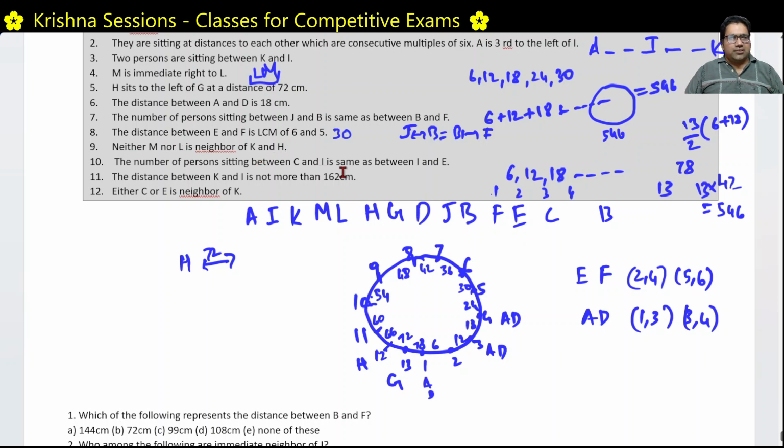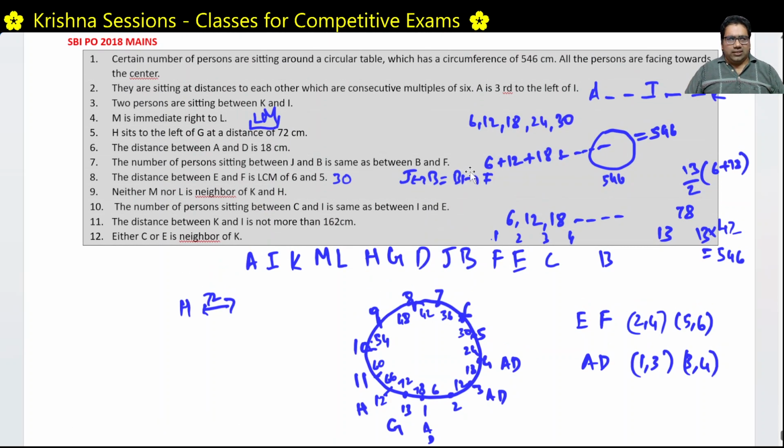Okay, very good. Number of persons between C and I is same as between I and D. What does that mean? C, I, E. I is sitting exactly between C and E. Distance between K and I is not more than 162. Either C or E is neighbor of K.